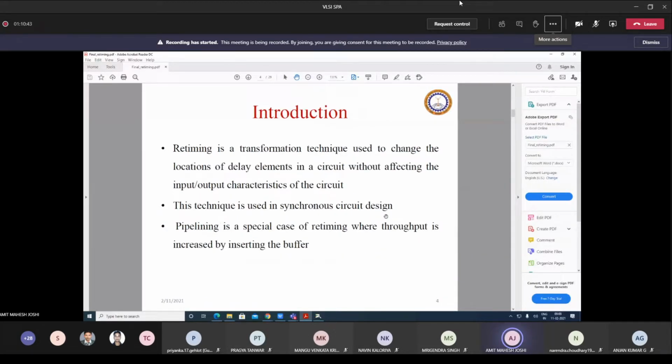So what is retiming? Retiming is a transformation technique used to change the location of a delay element in a circuit without affecting the input-output characteristic of the circuit. Now that is very important. The last particular phrase which we need to understand is "without affecting the input-output characteristic."